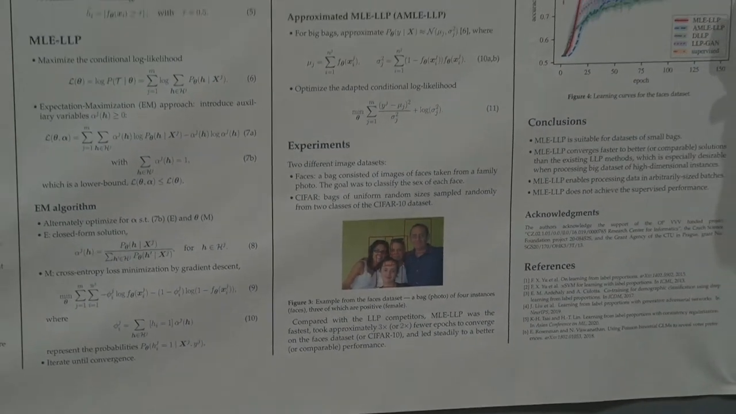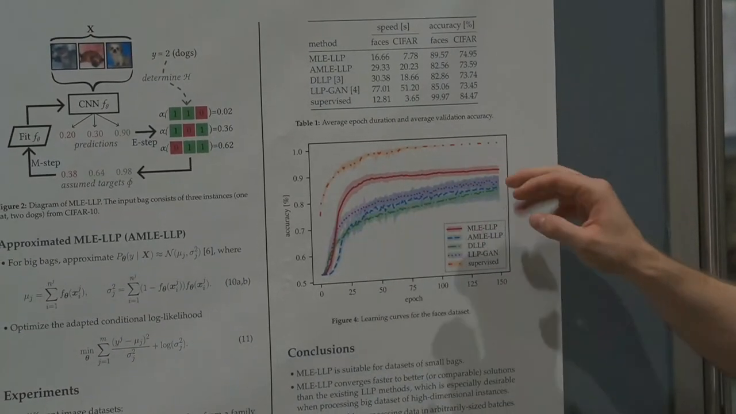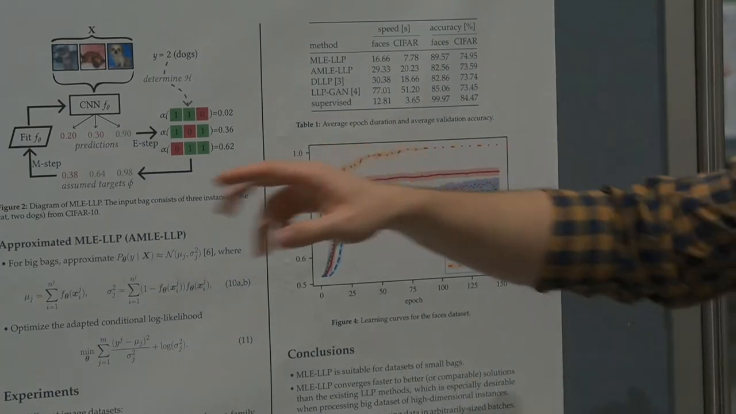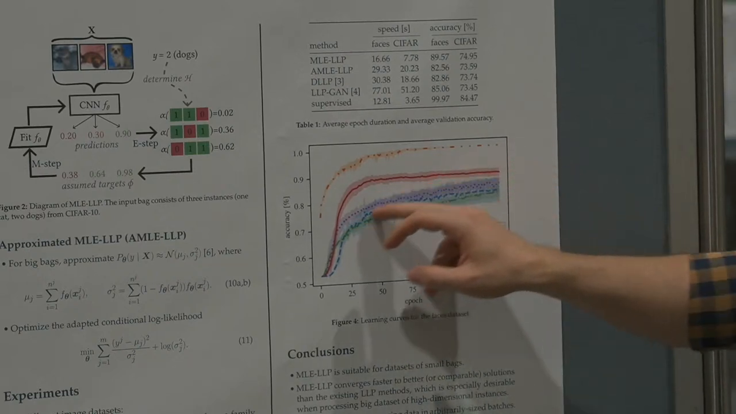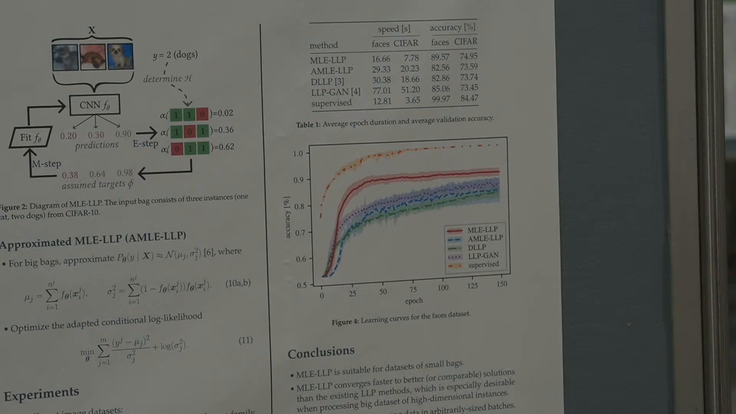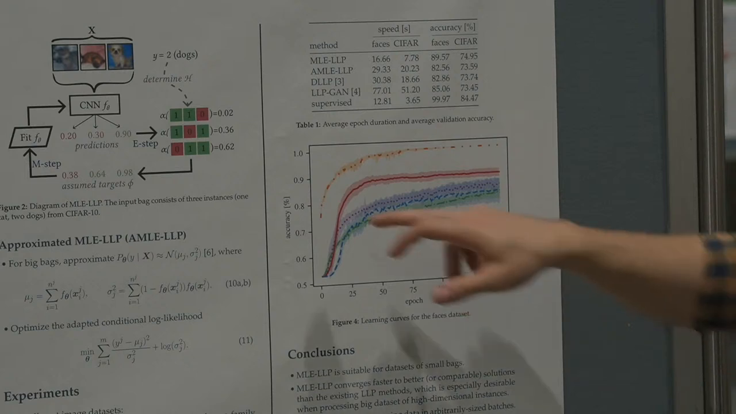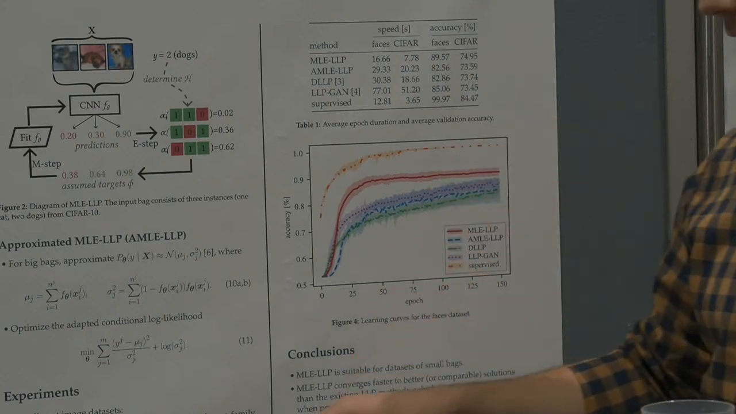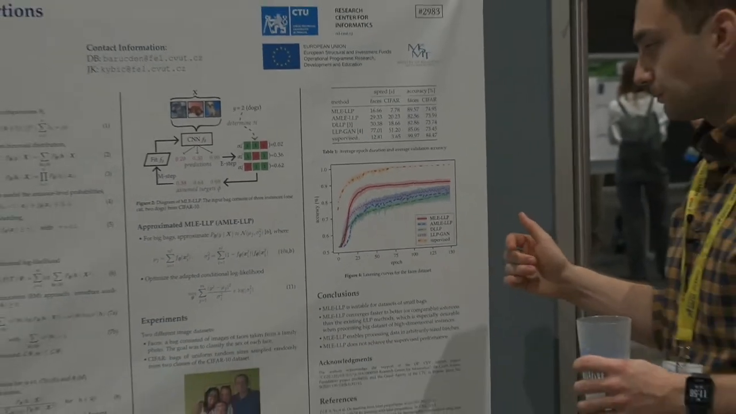For our experiments, we were examining the learning curves. Here you can see the validation accuracy for each individual method. The red curve is our algorithm that I explained here. These ones represent other LLP methods, one of them being our approximated version, and two of them being Deep LLP and LLP GAN, which are, let's say, our competitors. And the orange one is the standard supervised learning, which used the individual instance labels. The LLP methods used only the count-based labels.